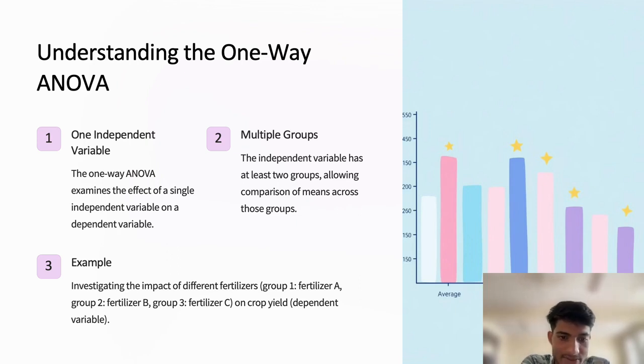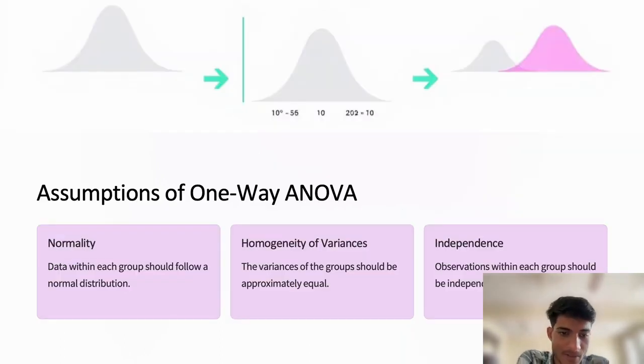Example, investigating the impact of different fertilizers: Group 1 fertilizer, Group 2 fertilizer, Group 3 fertilizer, on crop yield, the dependent variable. So here are the assumptions of one-way ANOVA: normality, homogeneity of variances, independence.